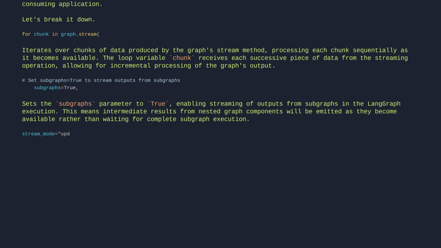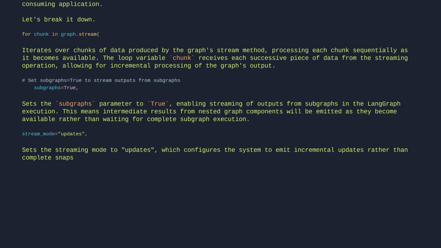Stream mode equals updates sets the streaming mode to updates, which configures the system to emit incremental updates rather than complete snapshots during streaming operations. Print chunk prints the value of the variable chunk to the standard output.